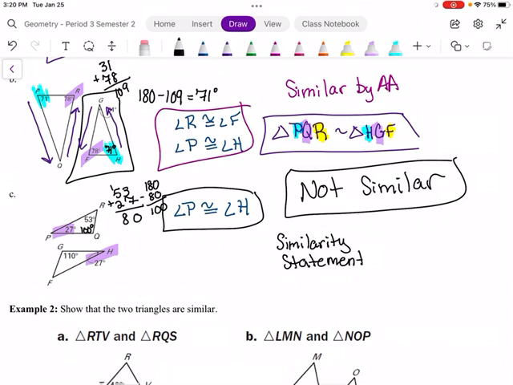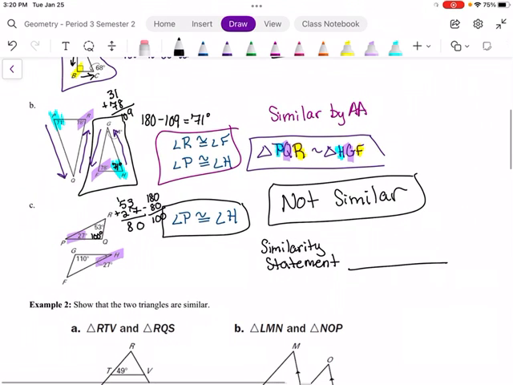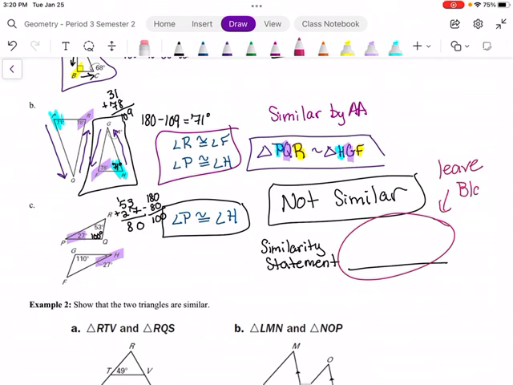So if you were still asked for your similarity statement, this you are going to leave blank. If you're ever asked and you get that the triangles are not similar, you do not write a similarity statement. You only write a similarity statement if the triangles are similar.